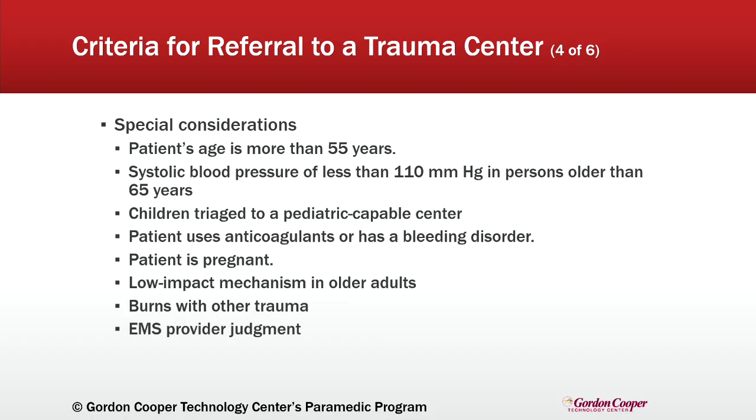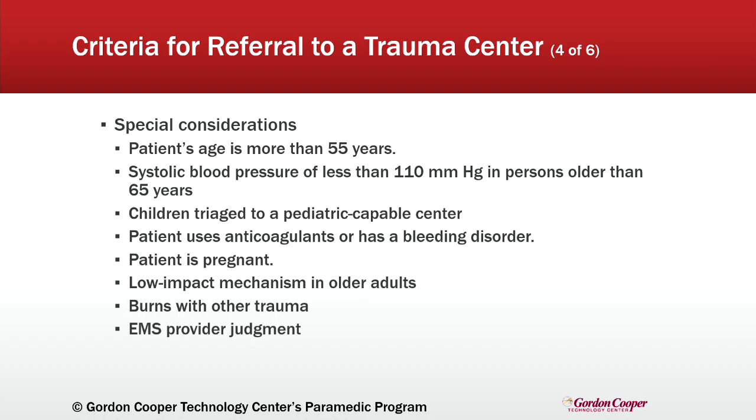If a patient doesn't meet the physiologic, anatomic, or mechanism of injury criteria, you should consider transferring them to an emergency department or lower level trauma center if any of these special considerations are present. These considerations include an age of 55 years or older, or a systolic pressure less than 110 in a patient older than 65.